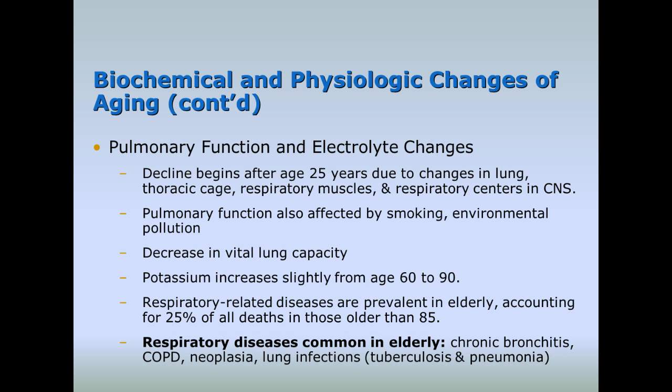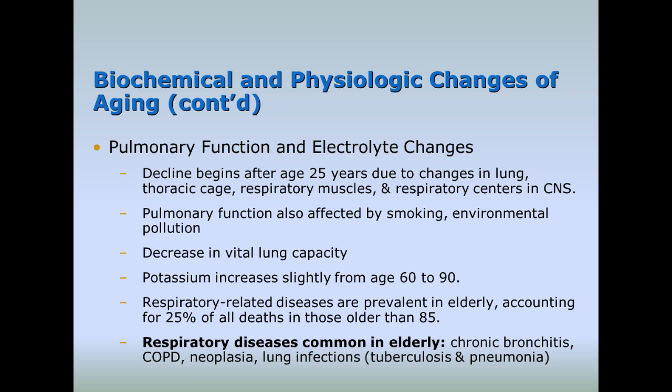Then we have some pulmonary function and electrolyte changes. After age 25, the lung, thoracic cage, respiratory muscles, and respiratory centers in the central nervous system change. There's a decline, especially if you're a smoker or you live in an environmentally polluted area. Your lung capacity decreases. I think that a lot of those that are exercising less, that kind of comes into play. Your potassium might start to increase slightly from 60 to 90. Maybe that's due to your cells maybe not living quite as long, so that they tend to pop faster. I don't know. There could be a couple reasons for this.